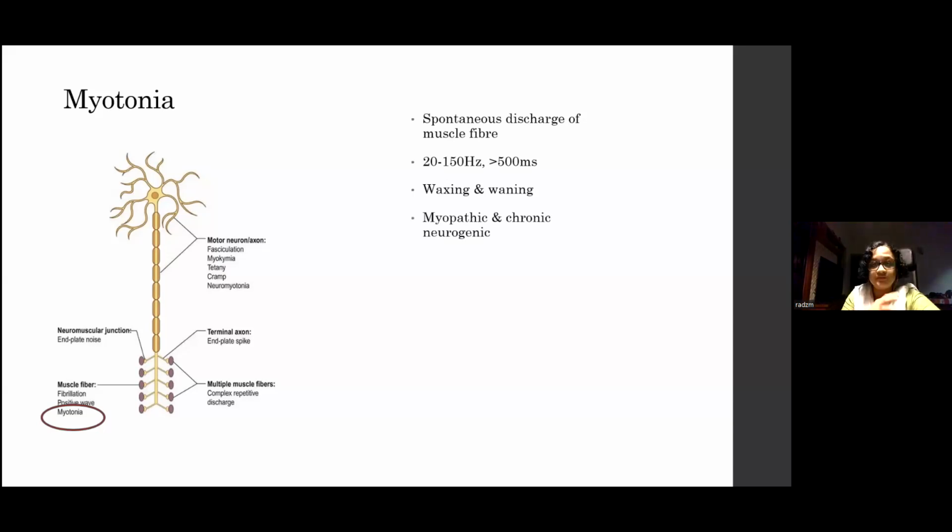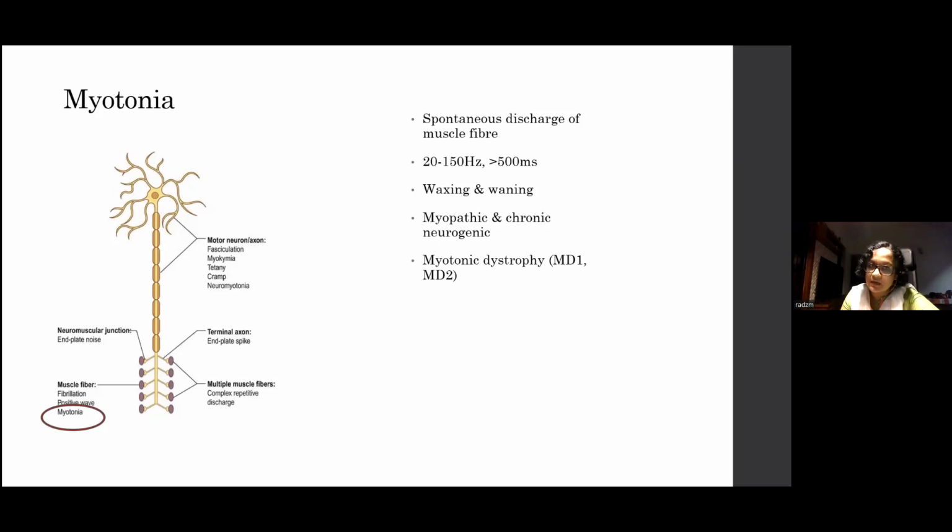And we all know we see myotonia in myopathic disorders. So that's a given. Myotonic myopathic disorders, we see it most commonly in myotonic dystrophy, for example, but you also do see it in chronic neurogenic disorders. The only difference is that you don't see such widespread myotonic discharges in chronic neurogenic pathologies, like chronic radiculopathies, for example, most commonly, but you don't see it as widespread as you would in a myotonic dystrophy.